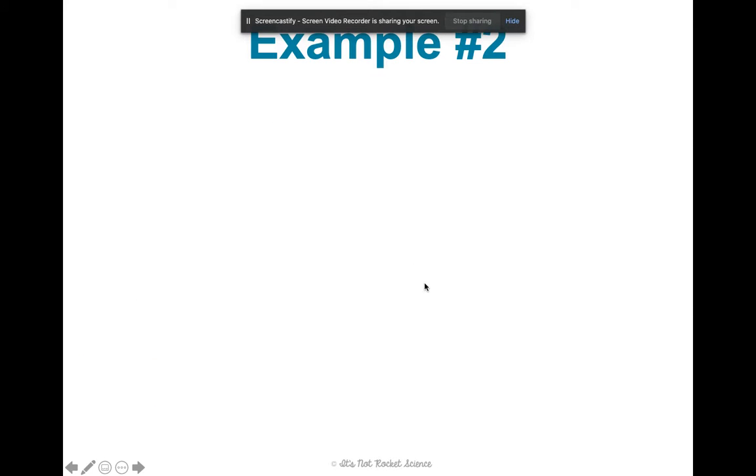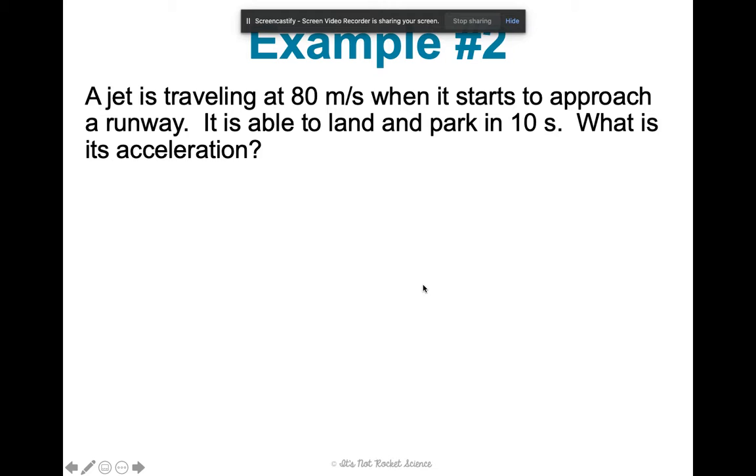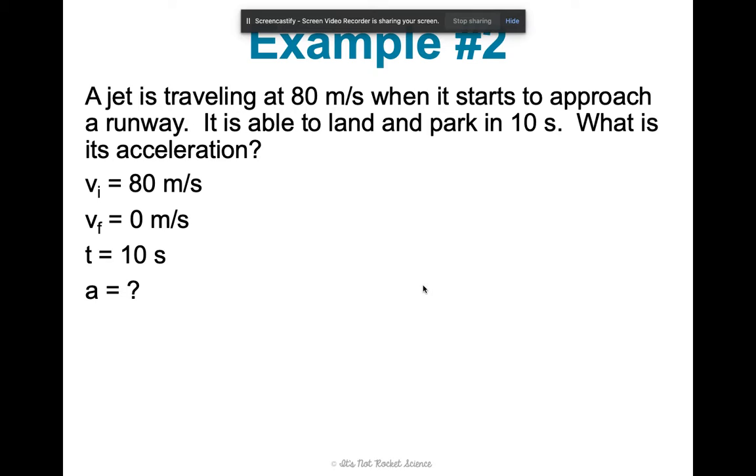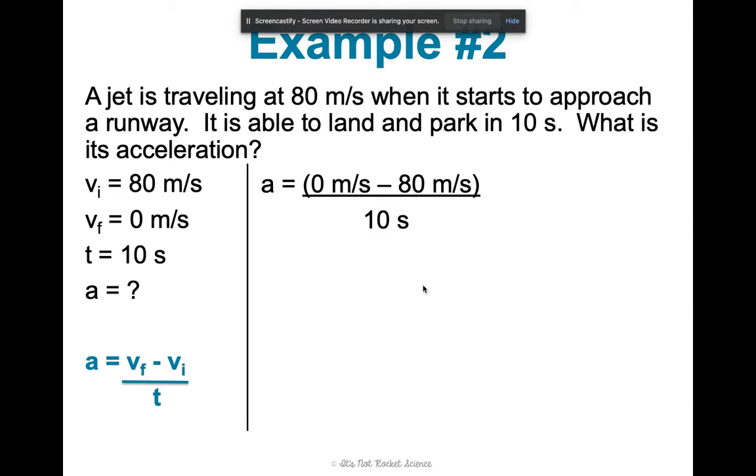Example number 2: a jet is traveling at 80 meters per second when it starts to approach a runway. It is able to land and park in 10 seconds. What is its acceleration? Our vi is 80 meters per second. Our vf is 0 because it comes to a stop. Our time is 10 seconds, and we're looking for acceleration. We're going to use our normal equation once again. So 0 minus 80 divided by 10.